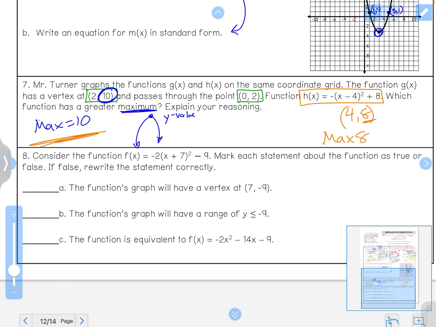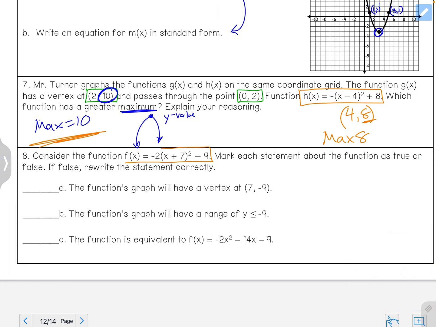All right, I want you to go ahead and graph this and that. Actually, you don't need to graph this in Desmos. Go ahead and graph this in Desmos and answer these questions here. And if you mark false, I want you to go ahead and fix it and write the correct answer to make it true.